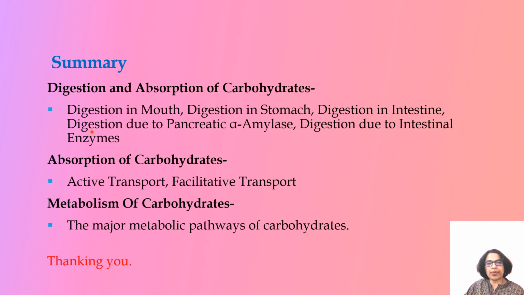So let us summarize our topic. Digestion and absorption of carbohydrates happens in the mouth, stomach and intestine, with the help of pancreatic enzymes and intestinal enzymes. In the absorption process, we noted active transportation and facilitative transport. And finally, we have discussed the metabolism of carbohydrates and its major activities.